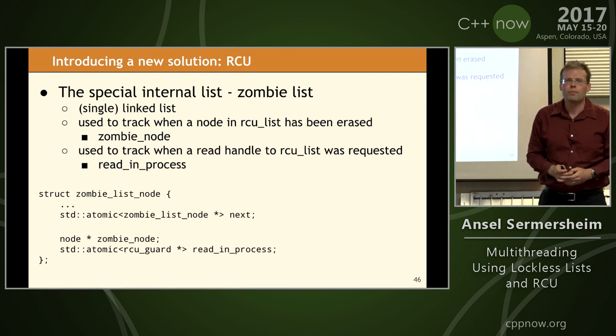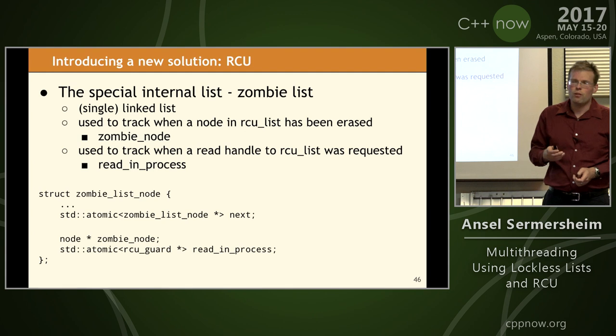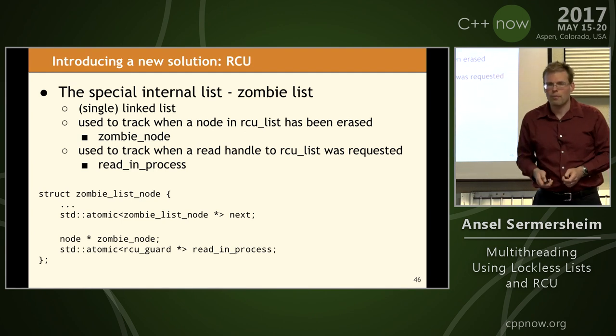Yes, sir. Could you delete the nodes after the next reader from the list? If you find another reader, could you delete up to that point?